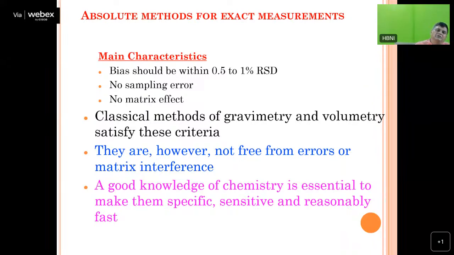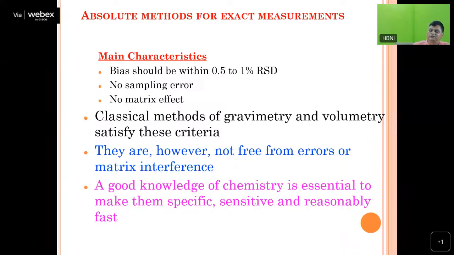So what kind of interference? We'll see that while doing the gravimetric methods, what interferences are there. And it's very essential, because nowadays so many instruments come and everybody wants to determine just the intensity of the analyte. But for doing gravimetric analysis, one should have a very good knowledge of the chemistry. Until you know that if I perform this reaction, this will precipitate, you will not be able to do justice to the gravimetric analysis.